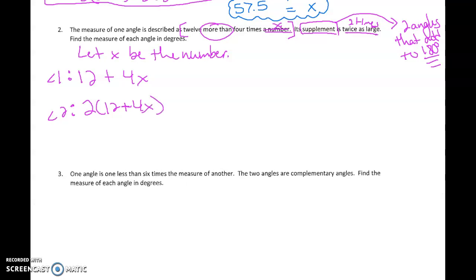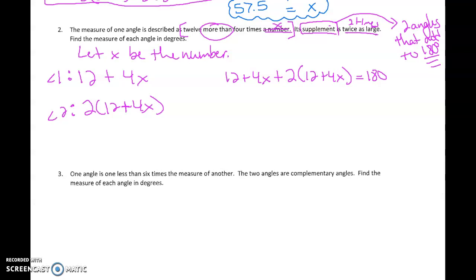A lot of times you don't have to really overthink it. It's just 2 times whatever this is. Now, when we put these together, it's a supplement: two angles that add to 180 degrees. I've got to add these two together. I have to go 12 plus 4x plus 2 times 12 plus 4x, and those two things together have to give us 180 degrees.